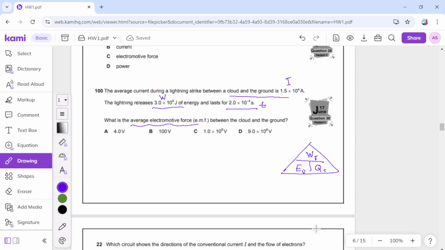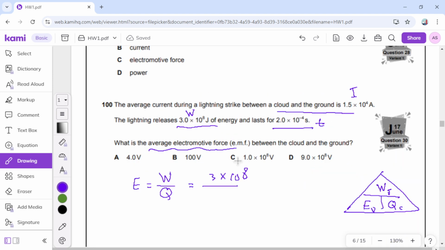Okay, now if you want electromotive force, you need work done over charge. We have work done, or energy, 3 multiply 10 power 8. Okay. Let me make it bigger.